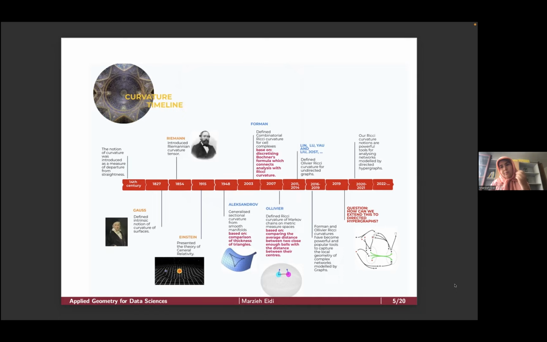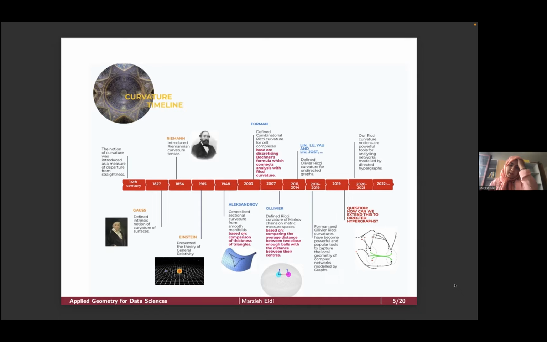For instance, we have a generalized notion of sectional curvature by Alexandrov, which basically uses the fact that we can compare triangles with the corresponding ones in the Euclidean case to talk about positively curved or negatively curved spaces. Forman took another approach, which we saw in the previous talk. He basically discretized a formula from Riemannian geometry, which connects the Ricci curvature with the Laplacian of the manifold, and he defined a notion of combinatorial Ricci curvature for cell complexes.